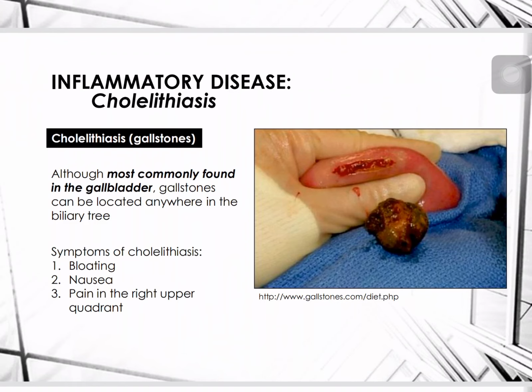Heredity plays a role in the development of gallstones, and they can be located anywhere in the biliary tree aside from the gallbladder. Symptoms associated with this condition may be vague, including bloating, nausea, and pain in the right upper quadrant.